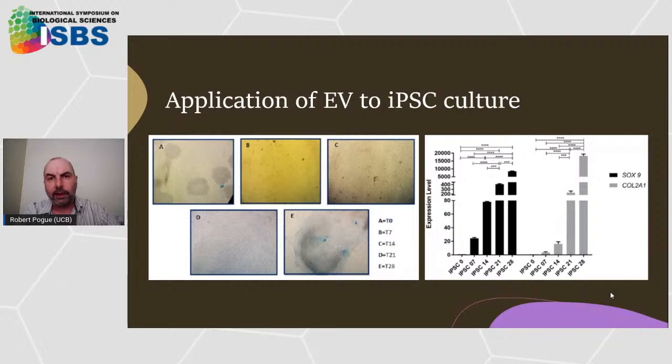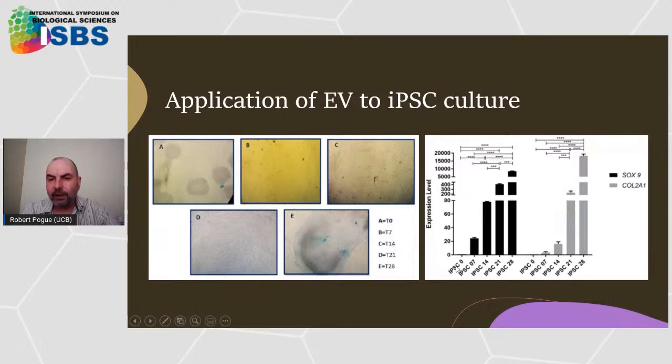So we got these IPS cells, induced pluripotent stem cells, and we applied the extracellular vesicles to these also. And so here we have the cells at T0, also after 7, 14, 21, and 28 days of stimulation. And what you can see here after 28 days is that we do have some quite strong foci of Alcian blue staining. And this is quite typical of IPS cells.